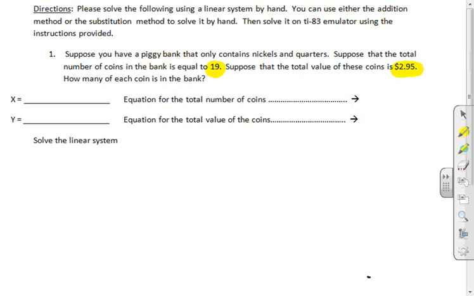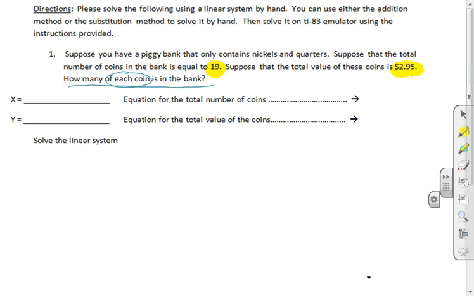Suppose you have a piggy bank that only contains nickels and quarters. Suppose that the total number of coins in the bank is equal to 19. Suppose that the total value of these coins is $2.95. How many of each coin is in the bank? Well, the one thing I ask the kids to do is kind of start with the question where it says how many of each coin is in the bank. Well, that must be the things you don't know, so they're the things you have to find.